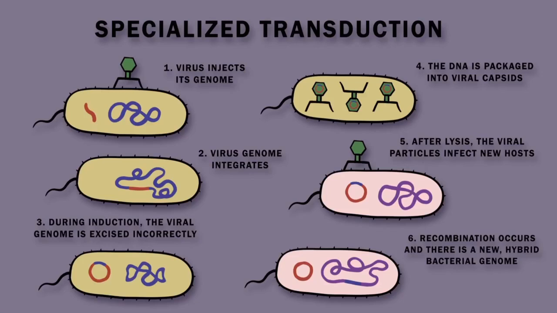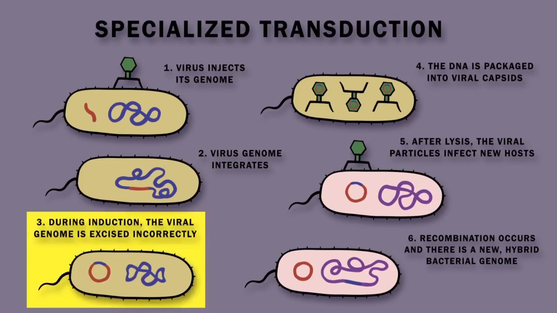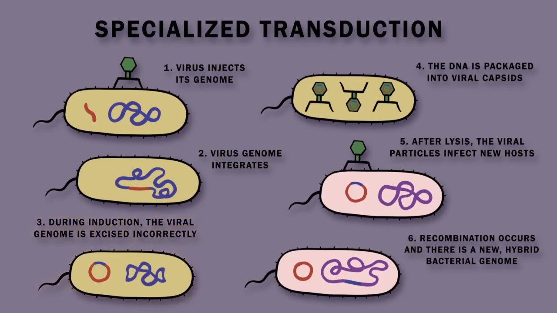Specialized transduction occurs during the lysogenic cycle of the virus. Incorrect excision of DNA during induction results in a fragment of bacterial DNA being picked up instead of part of the viral genome, which then stays in the bacterial nucleoid. Now the bacterial DNA replicates as a part of the bacteriophage genome, is packed into the phage capsid, and is injected into the new bacterium.